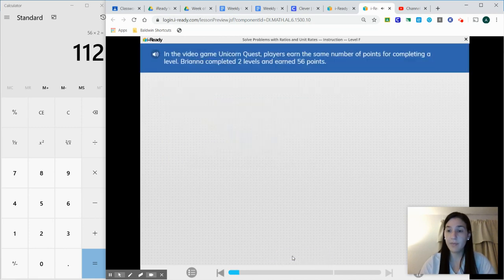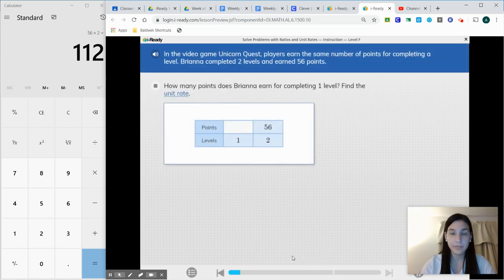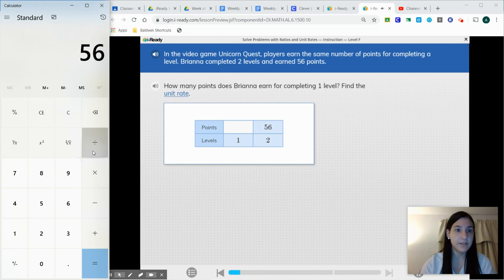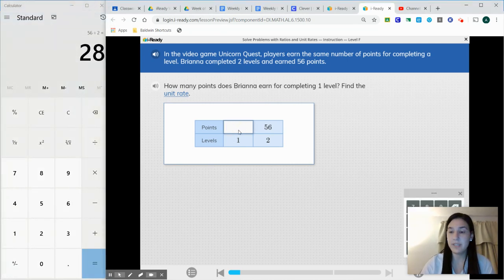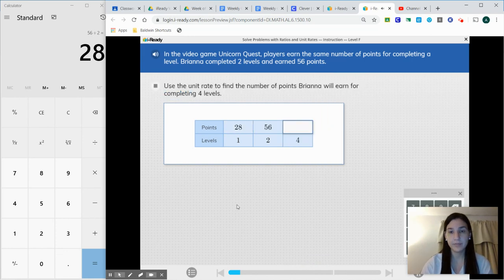Okay, so unit rate, remember, we're going to divide. How many points does Brianna earn for completing 1 level? So we're going to do 56 divided by 2, and we see that she gets 28 points per level. Use the unit rate to find the number of points Brianna will earn for completing 4 levels.